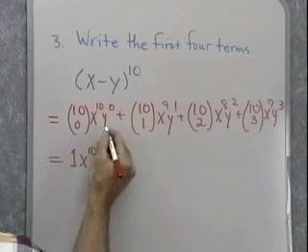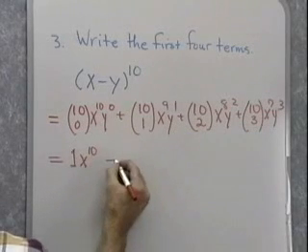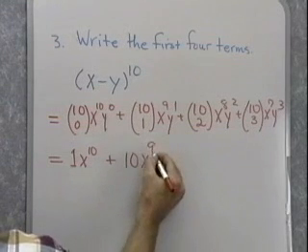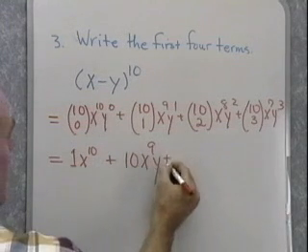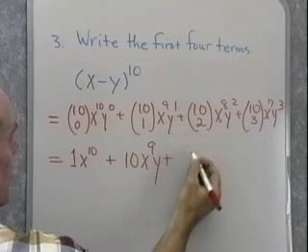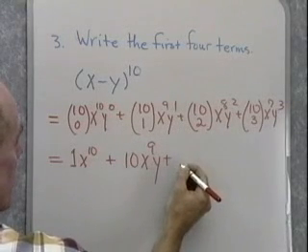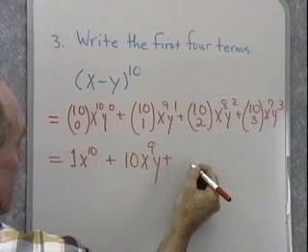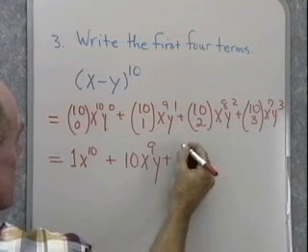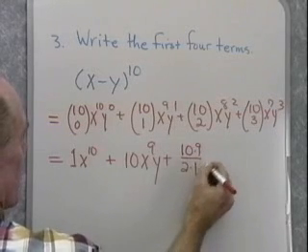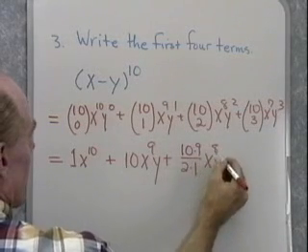X to the 10th, y to the 0 is 1. Plus 10 over 1 is always going to be just 10. X to the 9th, y to the 1st. Now, to calculate 10 over 2, the calculation looks like this: 10 factorial over 2 factorial times 8 factorial, but what really happens is this. It's 10 times 9 over 2 times 1, x to the 8th, y squared.